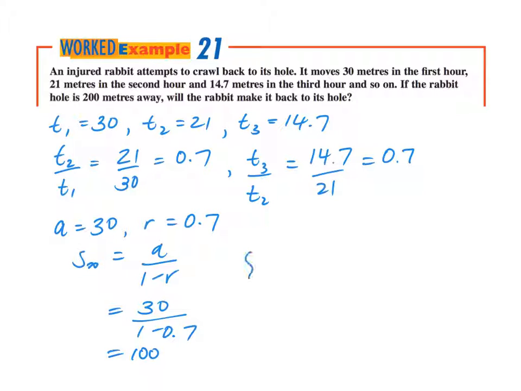So we can end off with a conclusion, because we haven't fully answered the question yet. We'll end off with a conclusion that the rabbit won't make it all the way back to its hole. So it's an injured rabbit, a smart rabbit, but also a very poor rabbit.